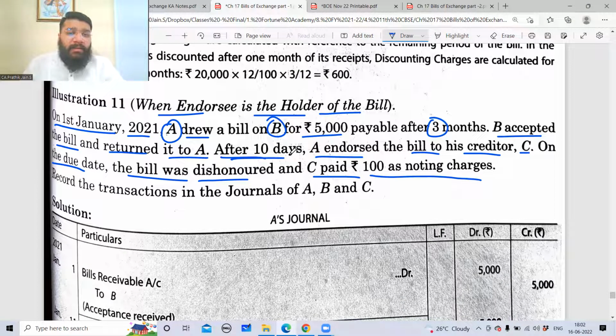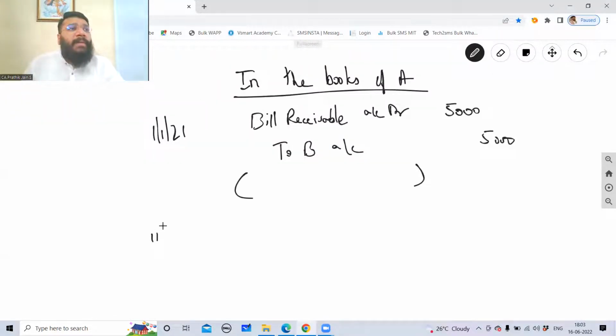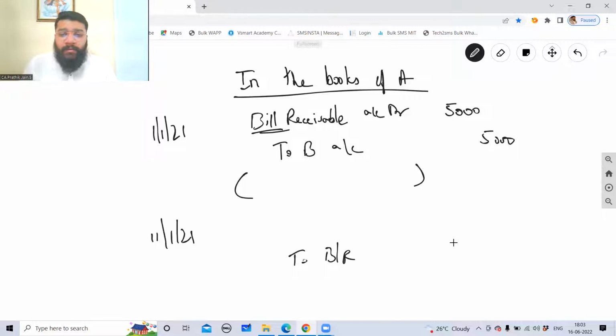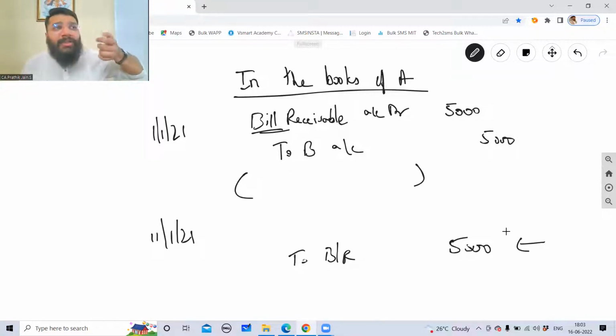After 10 days. After 10 days means which day? 11th day, 1 plus 10 days. So on 11th Jan 2021, this bill, which is under your custody as your asset, you are transferring to somebody else, which means your asset is going out of your hand. Credit what goes out. So to bills receivable 5,000. Guys, this is like a payment. If I make the payment in cash, cash is going out. If I make the payment by cheque, money from the bank is going out. Like that, this bill is going out. This is the mode of payment.